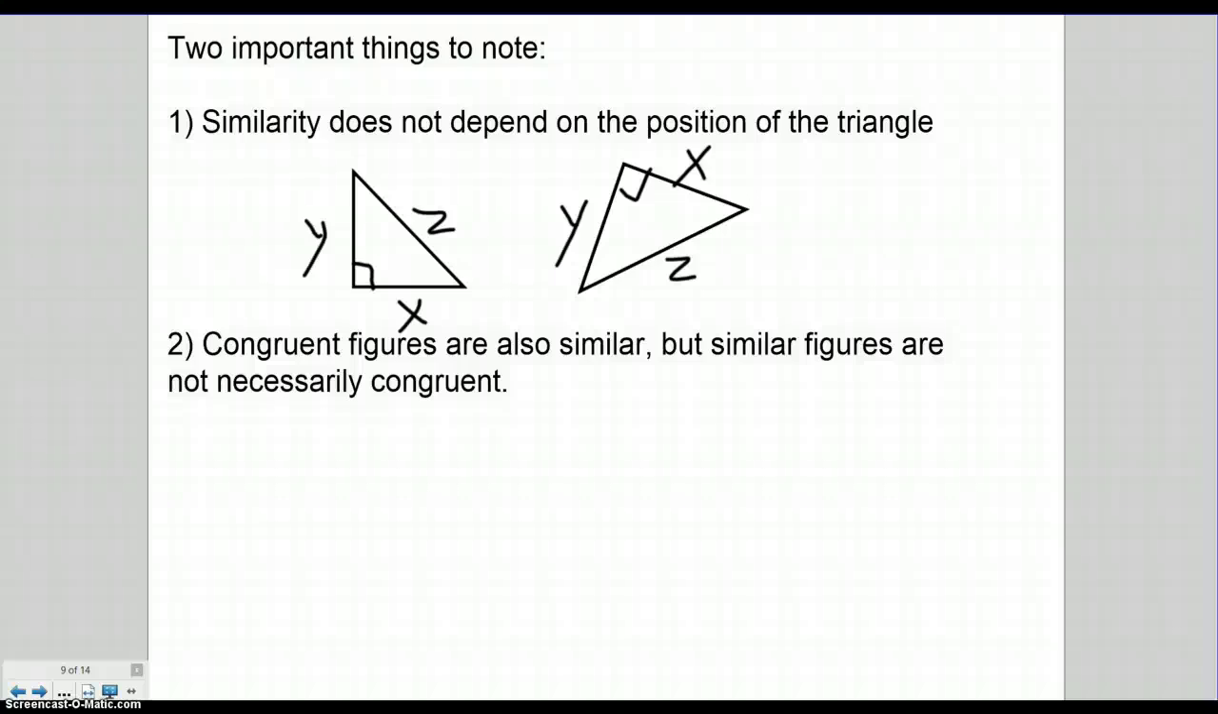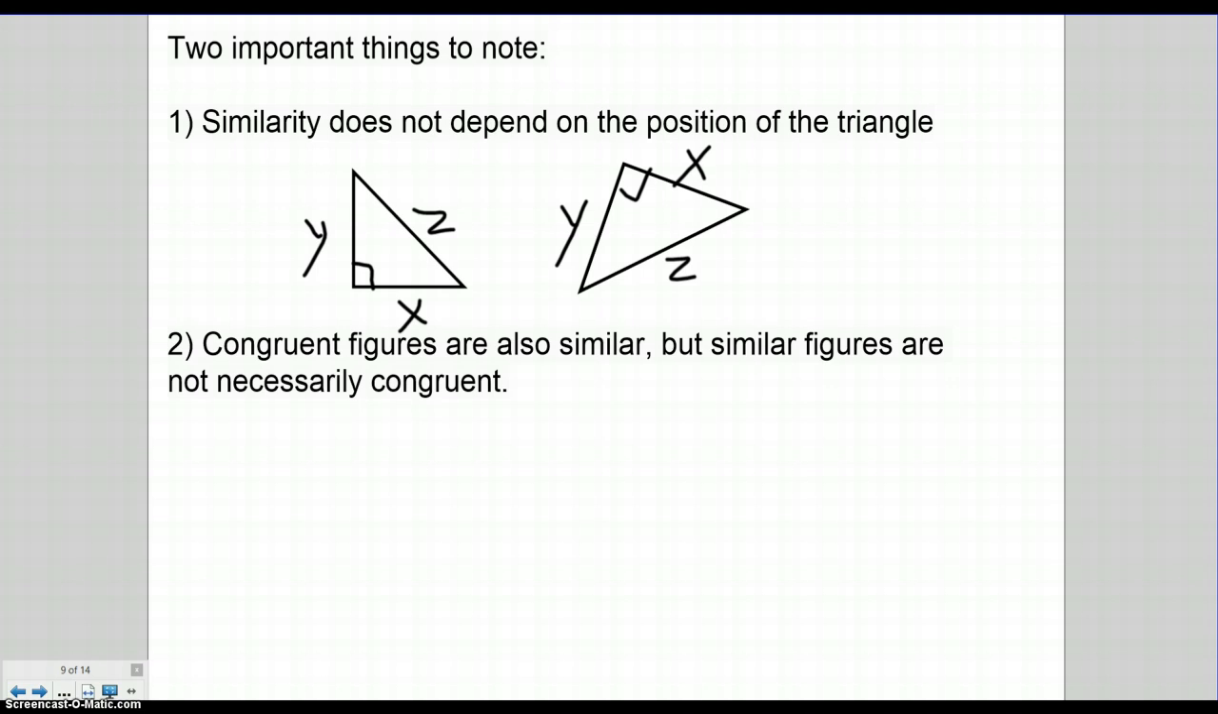Okay, we left off on the other video talking about the two important things to note. One, similarity does not depend on the position of the triangle. So the triangle may be flipped, rotated, reflected, any sort of transformation can occur to that triangle, but looking at the shape of the triangle, you can still determine the corresponding sides. So you can still see that one side corresponds to the other side.